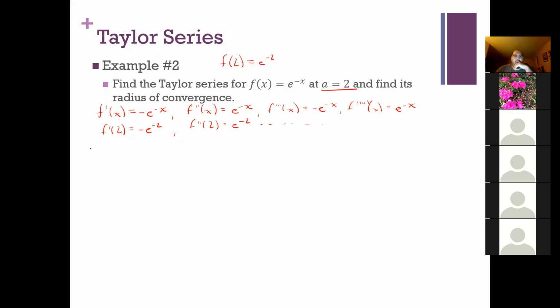So now that I understand that and see a pattern, I can set up my Taylor series, which is going to be e to the negative 2, minus e to the negative 2 times x minus 2, plus e to the negative 2 over 2 times x minus 2 squared, minus e to the negative 2 over 6. Actually, maybe I should be more explicit with all these. And being explicit like this will make it easier for me to generalize.